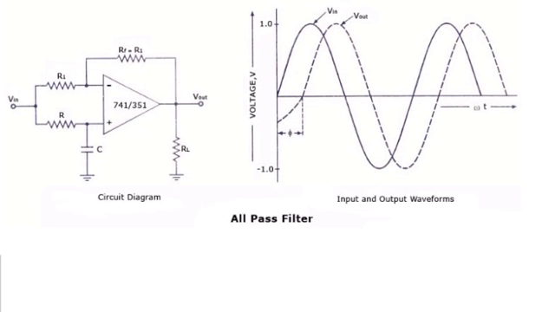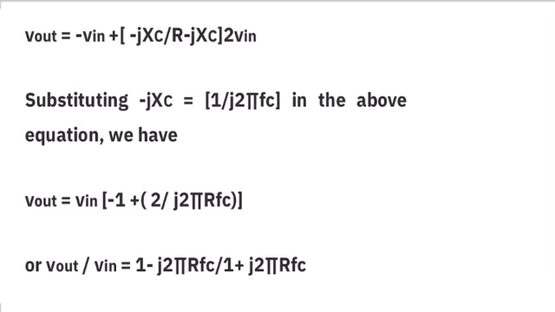Here the output voltage V out of the filter is shown. It can be obtained by using the superposition theorem. So here V out is equal to minus Vin plus (minus jXc by R minus jXc) times 2 Vin. By substituting minus jXc equal to 1 by j 2 pi f C in the above equation, we have the following equation. So this is the equation for the all pass filter.